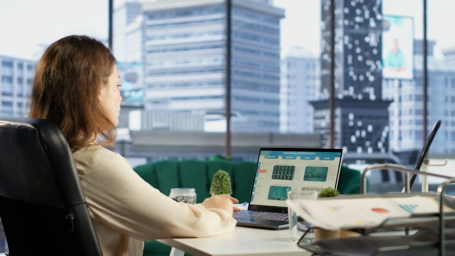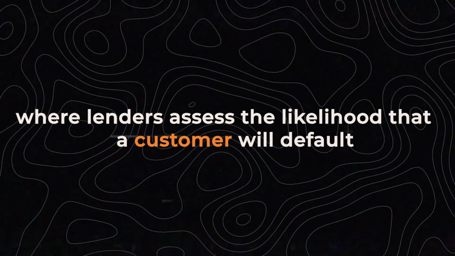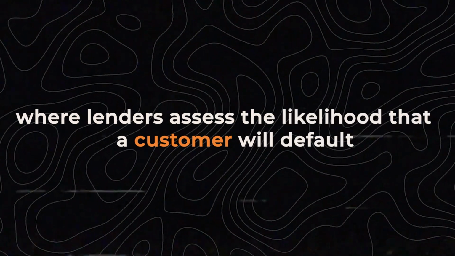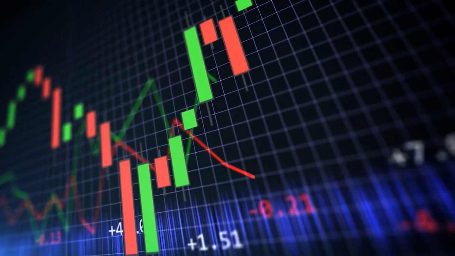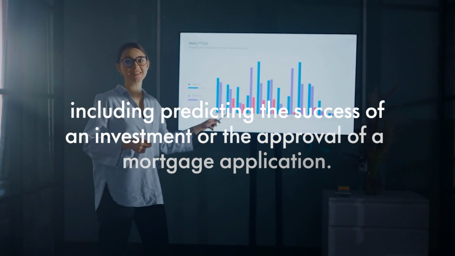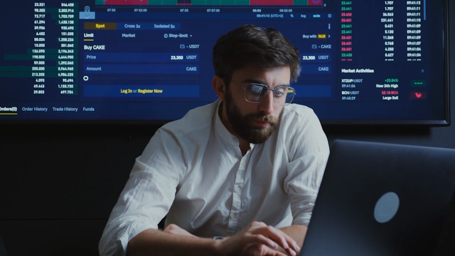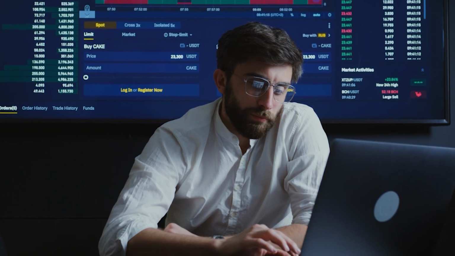Application in finance. Logistic regression is heavily used in credit scoring, where lenders assess the likelihood that a customer will default. It is also useful in binary classifications across other areas of finance, including predicting the success of an investment or the approval of a mortgage application. By generating probabilities, logistic regression helps decision-makers better assess risk.